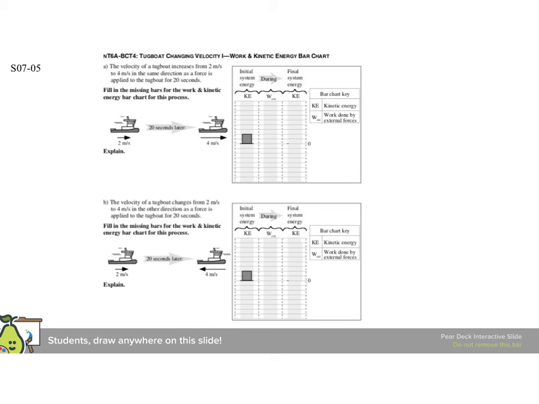Velocity of tugboat increases from 2 meters per second to 4 meters per second in the same direction as the force is applied through the tugboat for 20 seconds. Fill in the missing bars for the work and kinetic energy in this process.